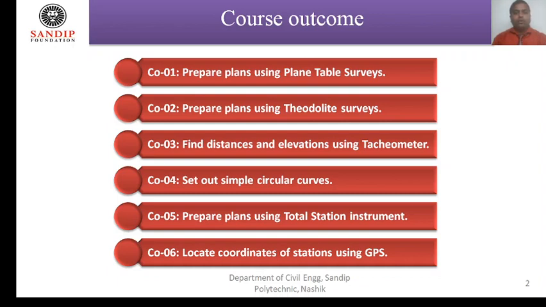Course outcome 4, set out simple circular curve. Course outcome 5, prepare a plan using total station instrument. Course outcome 6, locate coordinates of station using GPS.